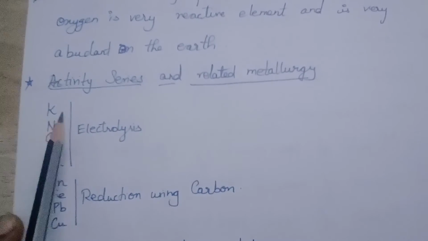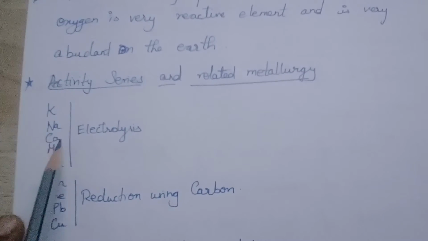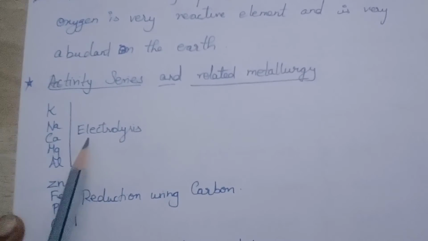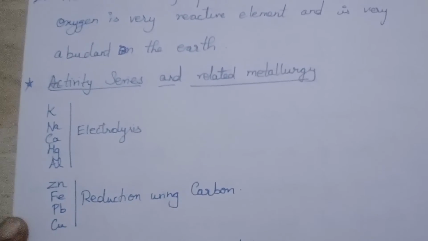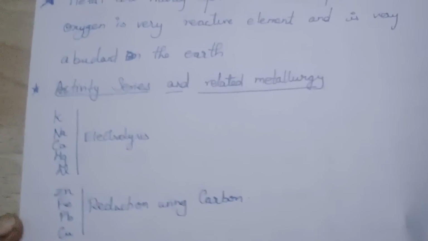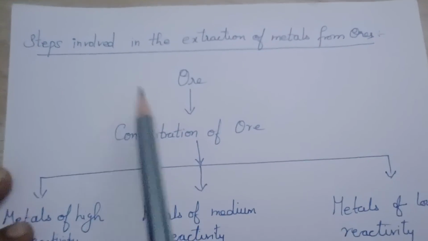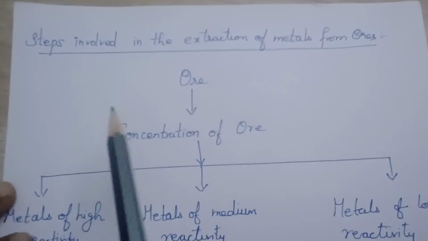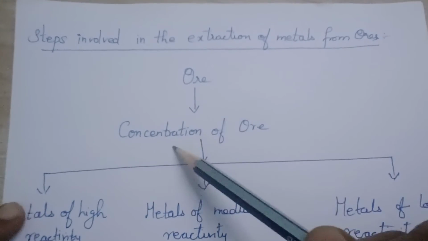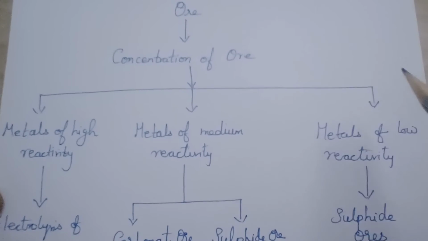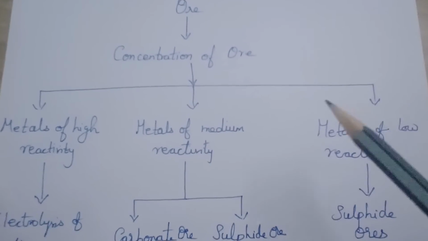And likewise, more reactive metals like sodium, potassium, calcium, magnesium, aluminum and all are extracted from their ores by the electrolysis process, okay. Electrolysis process. And the steps involved in the extraction of metals from their ores are: from the ore, first concentration of the ore will take place for all the metal extraction methods, okay.